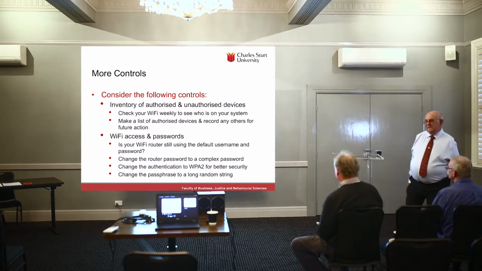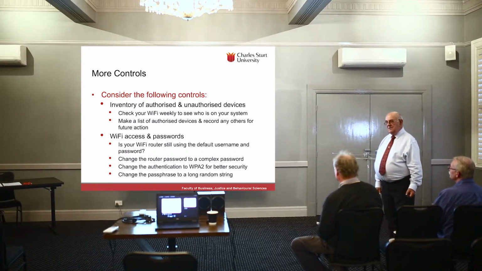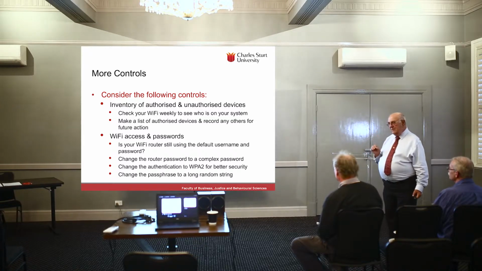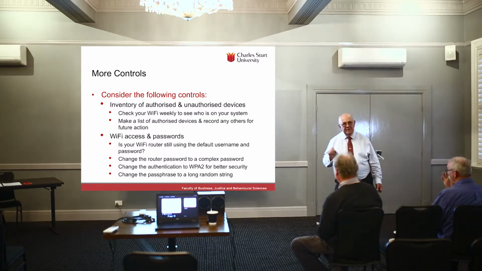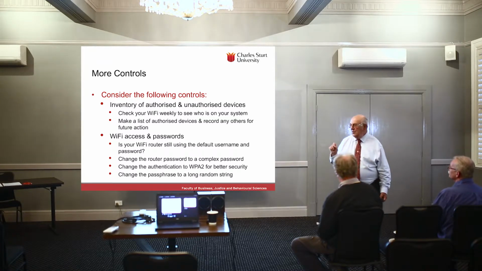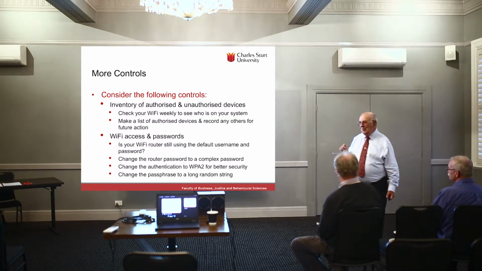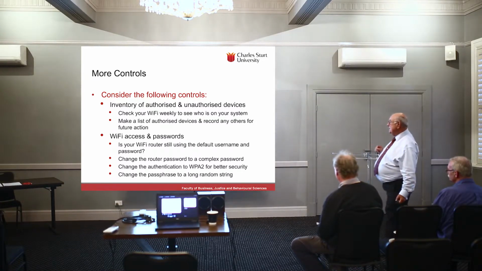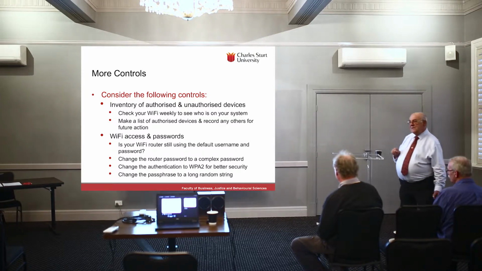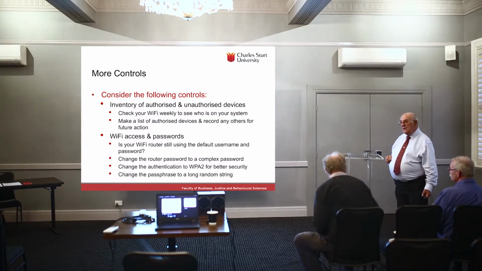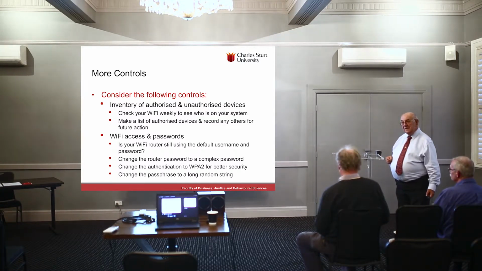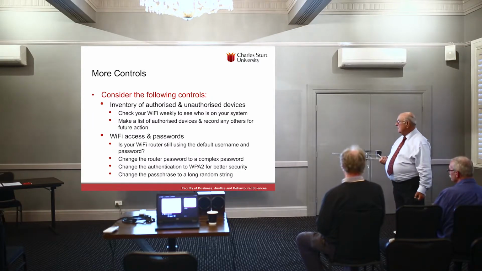And then there's some other things that you might want to look at. And these are the wannabes that come in really handy. Have you got an inventory of authorised and unauthorised devices? Do you know who's on your system? Do you check the Wi-Fi regularly to see what are the authorised devices on there and how many unauthorised ones are there as well? Right? That's a really interesting thing to do. Make a list of those authorised devices so you know who's supposed to be there. So any of these other ones then can be, let's check this out. Who is this and why are they there?